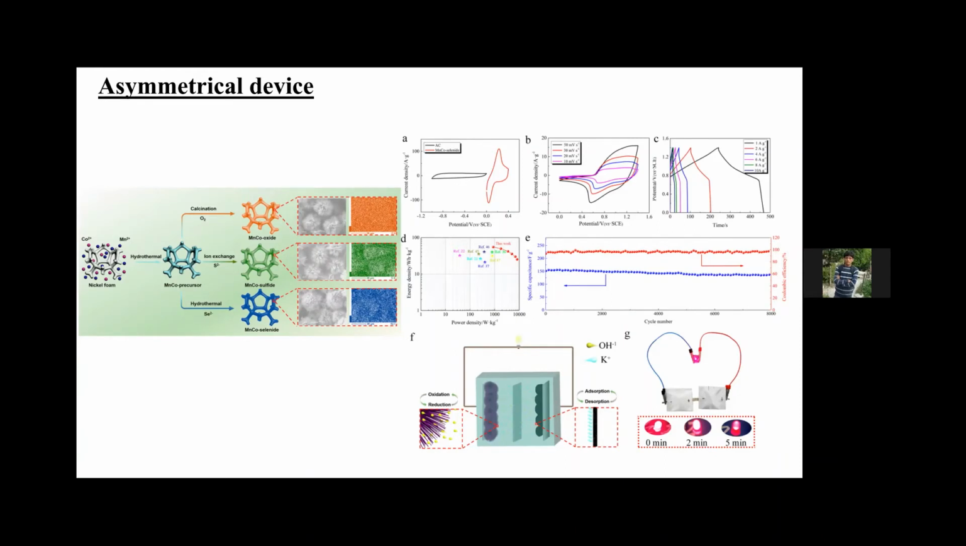And here we can see it, because of the two different electrodes they use, they generally get a higher voltage window, as we can see from 0 to, suppose, 1.5 volt. And also they get a very good energy density and power density. We can see it here.